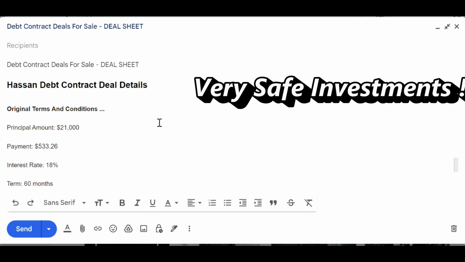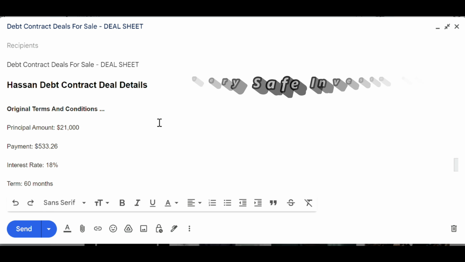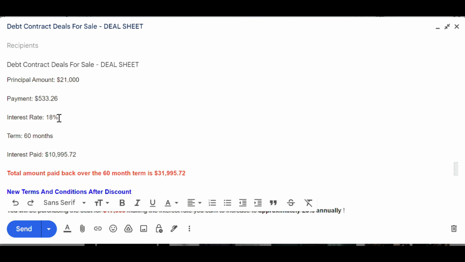And that's what makes a really great investment. The fact is they were already making a payment that was twice as much, right? So anyways, as we go along here, $21,000. Here's the payment, $533, 18%, 60 months. Interest paid in that time would be $10,000.